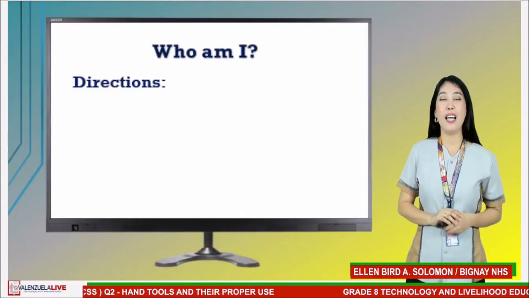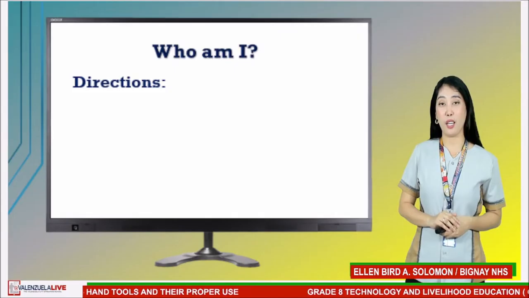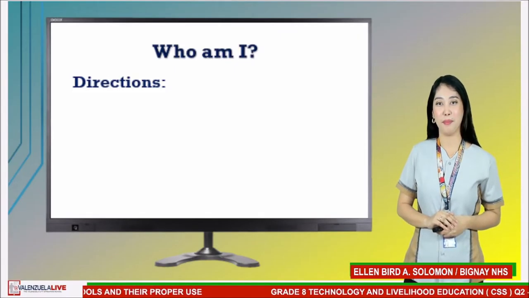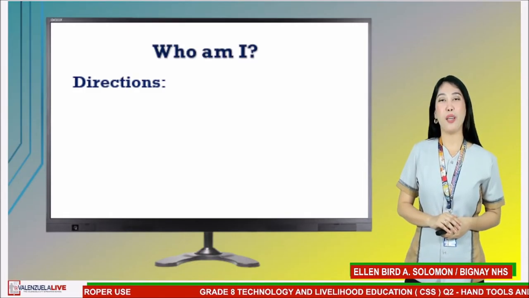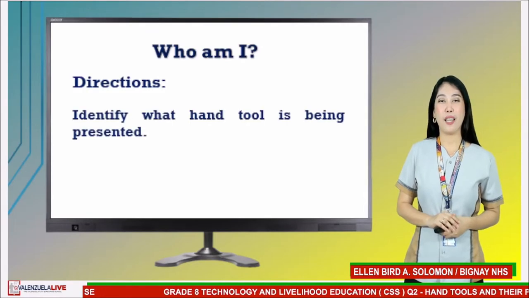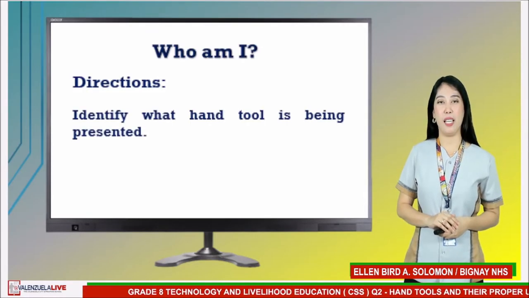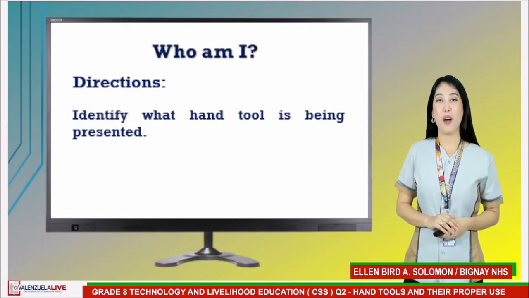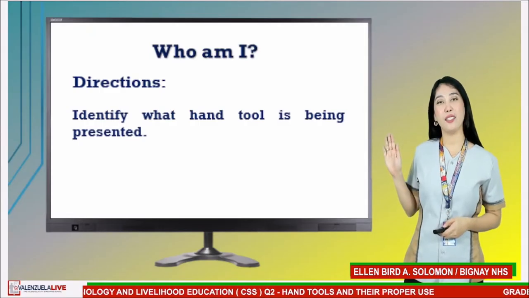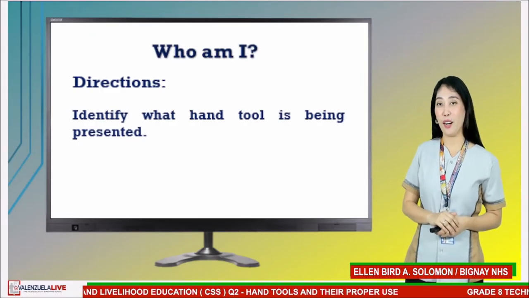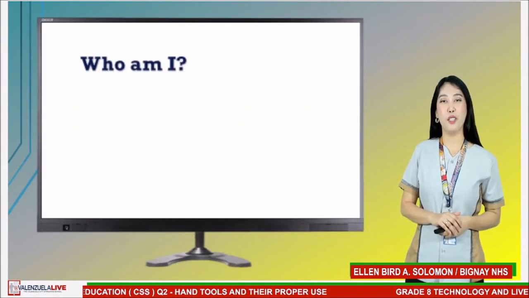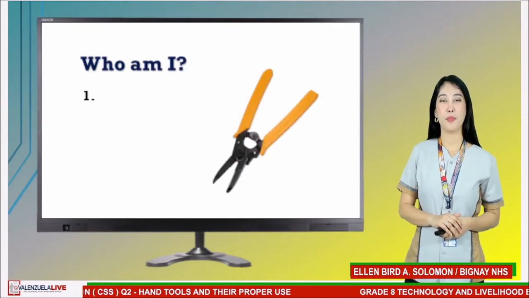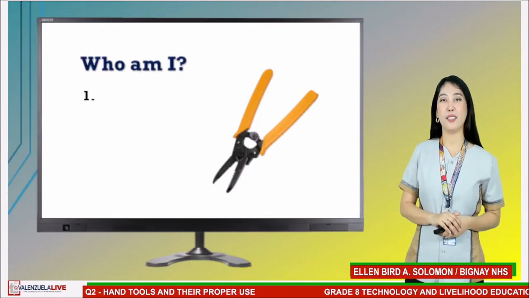Do you have any questions with regards to the lesson we discussed today? If none, let's have an enrichment activity for you to learn more. This activity is entitled, Who Am I? With directions, identify what hand tool is being presented. Write your answer in the comment section. You also have 5 seconds to answer each number. Are you ready? Great! Let's start! So for number one, your 5 seconds starts now.